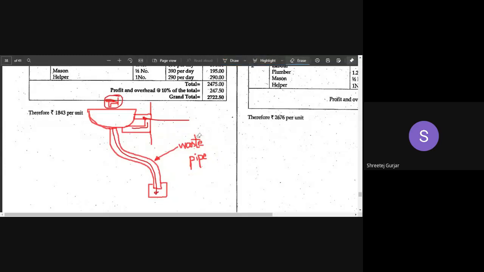Similarly, many other fixtures are required which you need to include. Now let us check in detail what are all those things that are required.